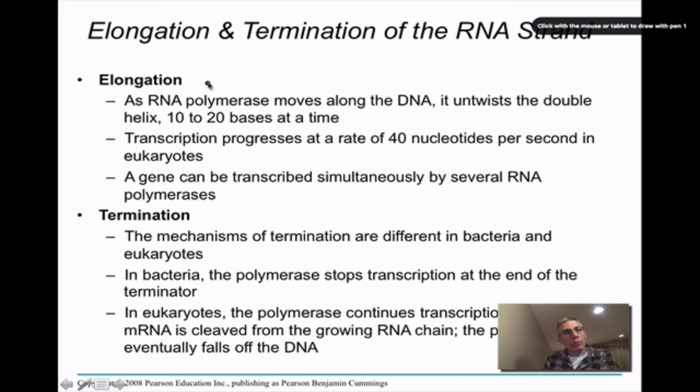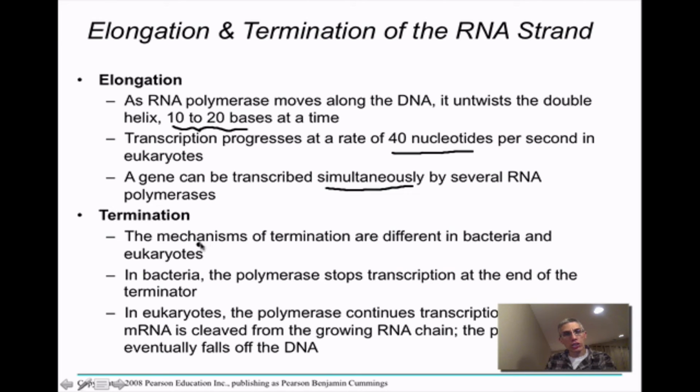So a little bit more information about elongation and termination. So again, as that RNA polymerase moves in, it's going to move along that DNA. Again, as we said, it's going to untwist the double helix. It's going to do it at about 10 to 20 bases at a time. It's going to progress at a rate of about 40 nucleotides per second, and a gene can actually be transcribed simultaneously by several different RNA polymerases. So several RNA polymerases can be working at the same time to get the information from that gene.